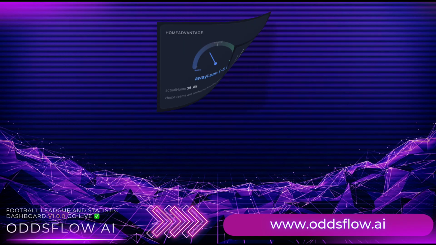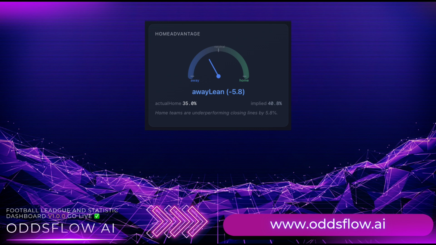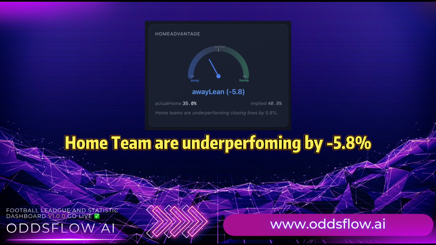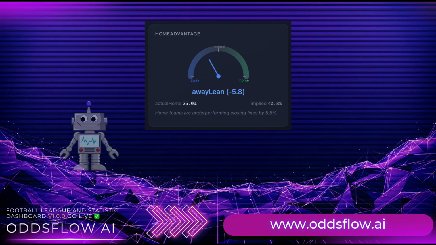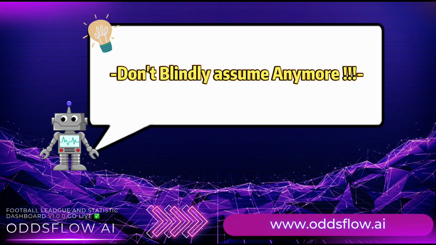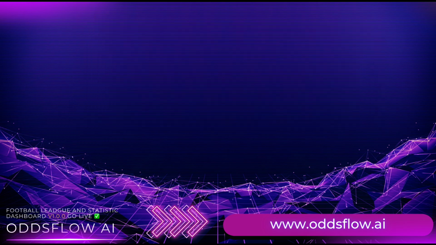Now, the second trend card, home advantage. This one is a sleeper signal, especially for fans who always trust home teams. See the label? Away lean, negative 5.8. Market implied home win probability is 40.8%, but actual home win rate is only 35%. So home teams are underperforming the closing lines by 5.8%. Translation, don't blindly assume home equals stronger, because recently, away teams have been doing better than expected.